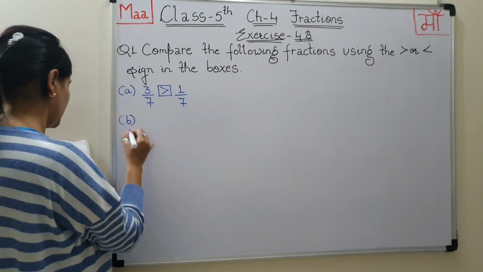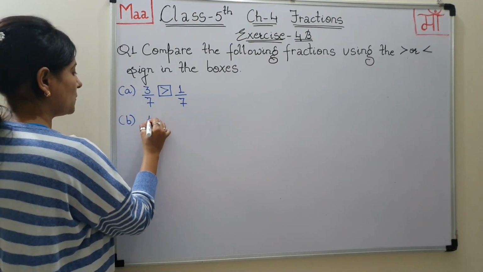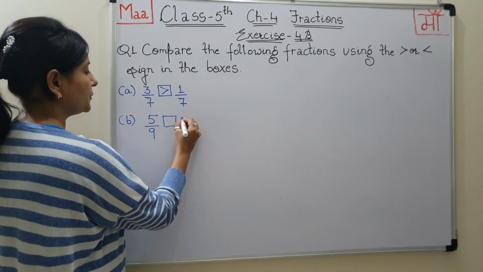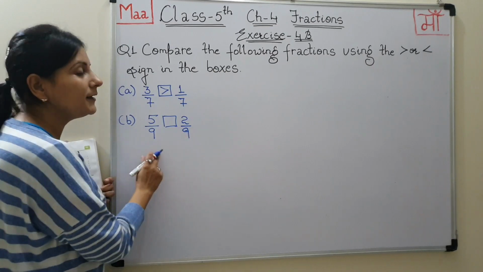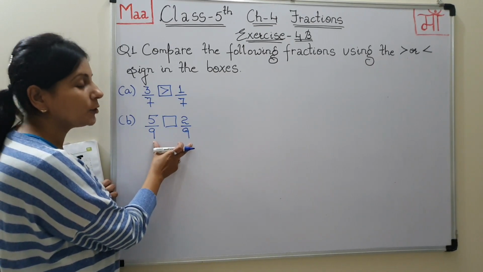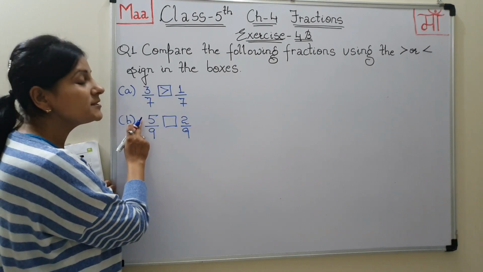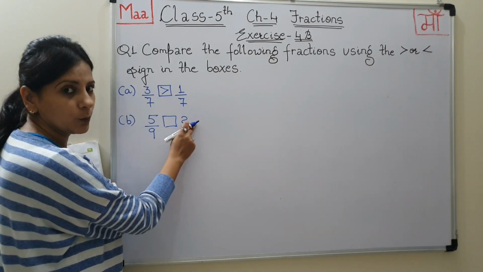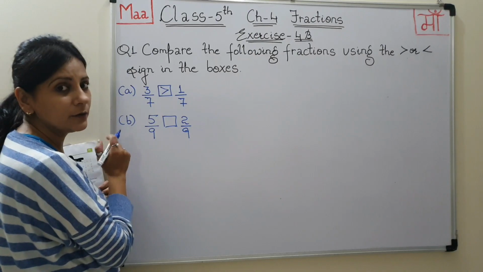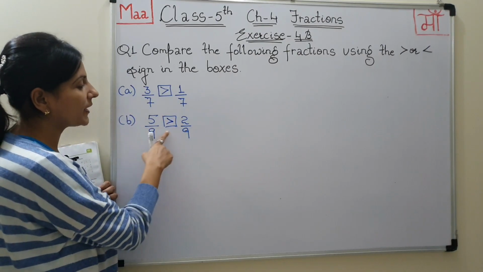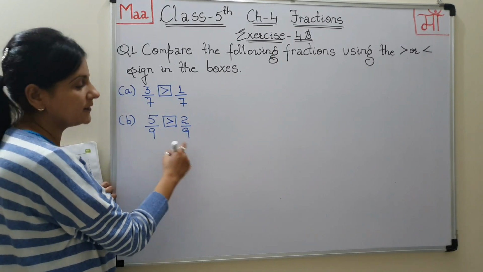Now B part. In B part, it is 5 upon 9. Then one box, 2 upon 9. Again in this part, you can see that denominators are the same. So we have to compare the numerators. Which one is greater, 5 or 2? Yes, 5 is greater than 2. So the sign will open towards 5. So 5 upon 9 is greater than 2 upon 9.